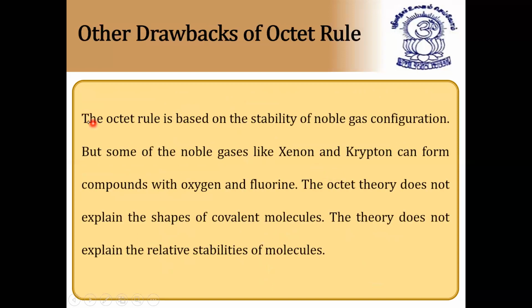Next, other drawbacks of the octet rule. The octet rule is based on the stability of noble gas configuration, but some noble gases like xenon and krypton, very important, can form compounds even though they are stable. Xenon forms compounds like XeF4 and xenon dioxide, etc. It can form compounds with oxygen and fluorine.